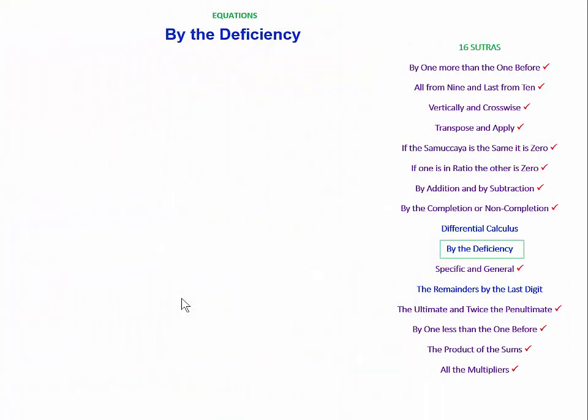By the deficiency. Well, we can see the application of this in taking square roots. If x squared is 25, we know that x is 5. If x squared is 26, which is 1 more, then x is 5.1. You get 1 more in the tenths place. And if x squared is 27, what do we get? 5.2. So it's 2 over 25, it's 5.2.